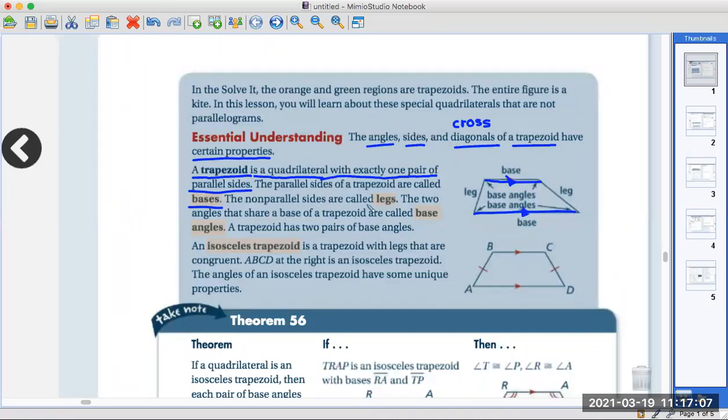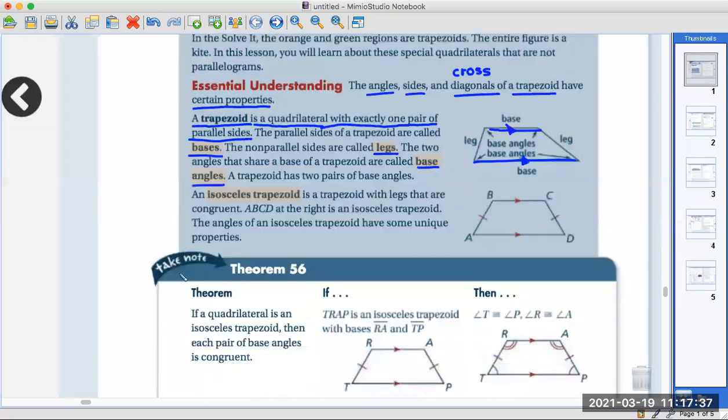The non-parallel sides are called legs. So this is a leg. This is a leg right here, and this is a leg, okay? The two angles that share a base of a trapezoid are called base angles. There's two pairs of base angles, one here, and one up here and here. So these go together and these two go together. They're called base angles.